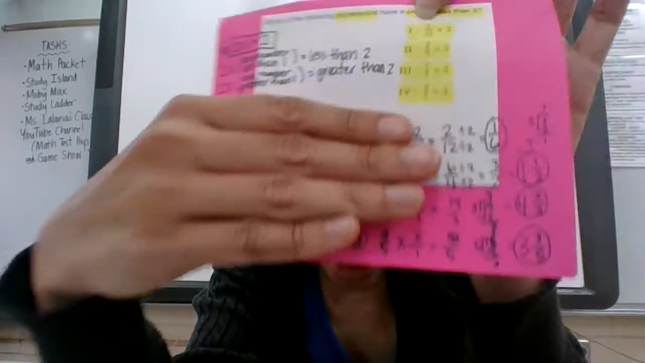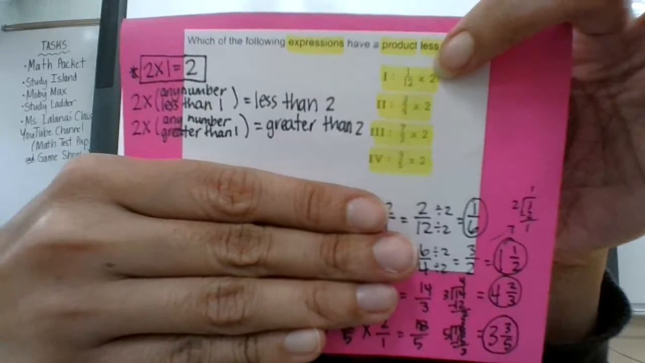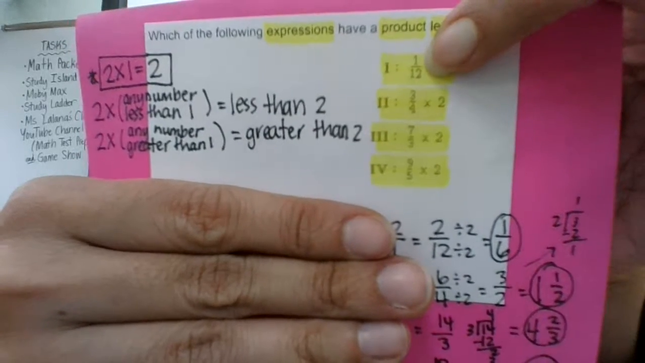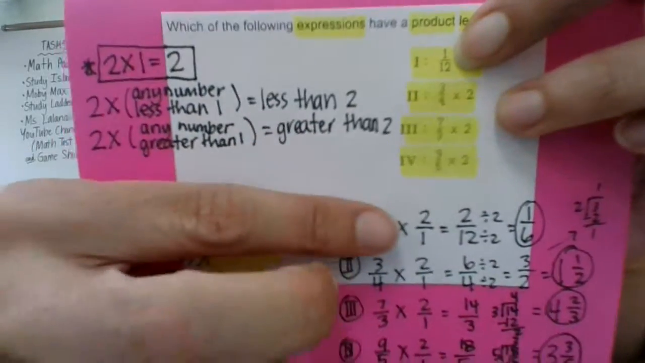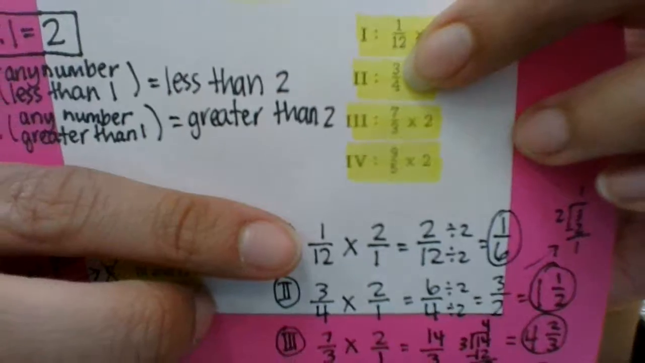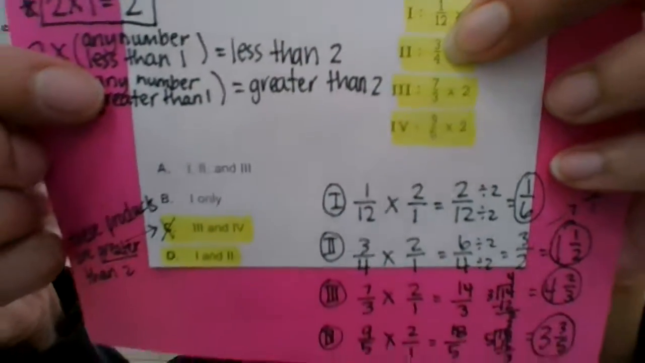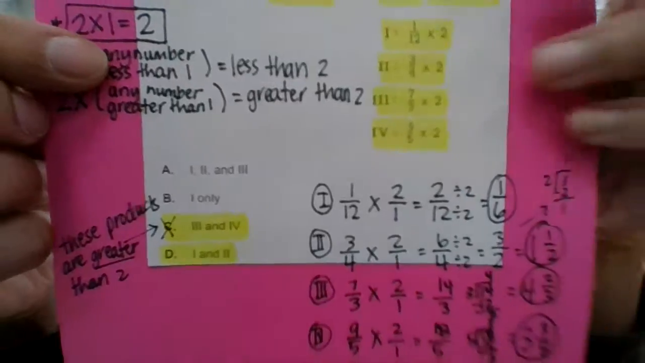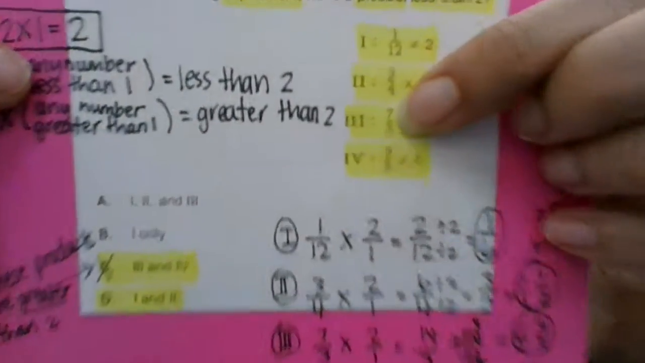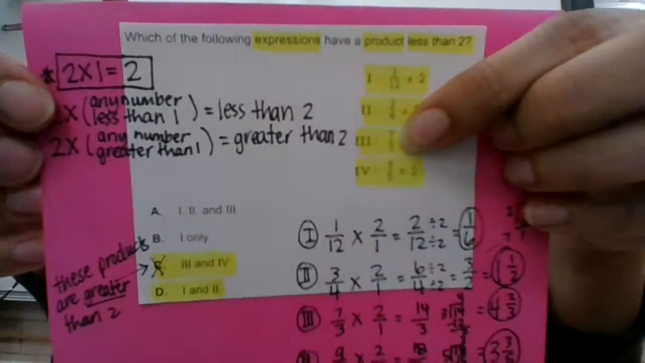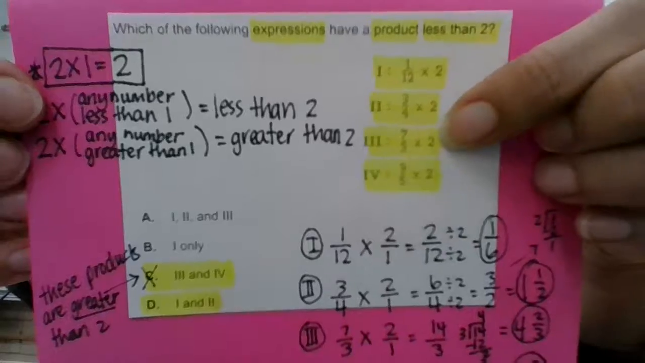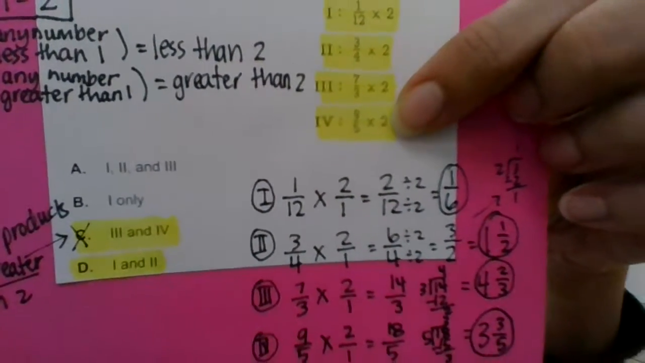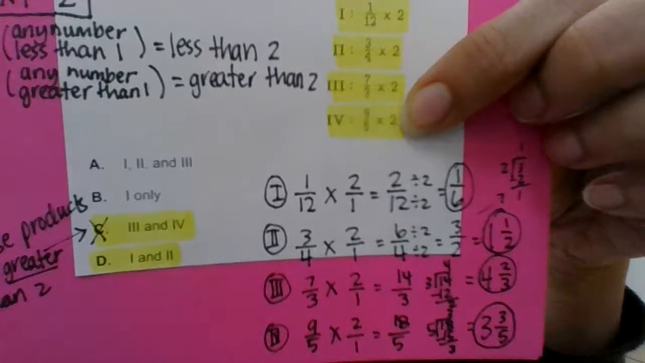So looking at that and looking at our choices, look at this. 2 times, is this number less than 1 or greater than 1? It's less than 1, which means my answer will be less than 2. Just like what we did down here. Look at this one. 3/4. Is that less than 1 or greater than 1? It's less than 1, which means my answer is going to be less than 2, which is the same thing we did down here. Now look at number 3. 2 times 7/3. Now that is greater than 1, which means that answer is going to be greater than that whole number 2. Same thing for 4. That's an improper fraction. That 9/5 is greater than 1 whole. So if I multiply that by 2, the answer is going to be greater than 2.